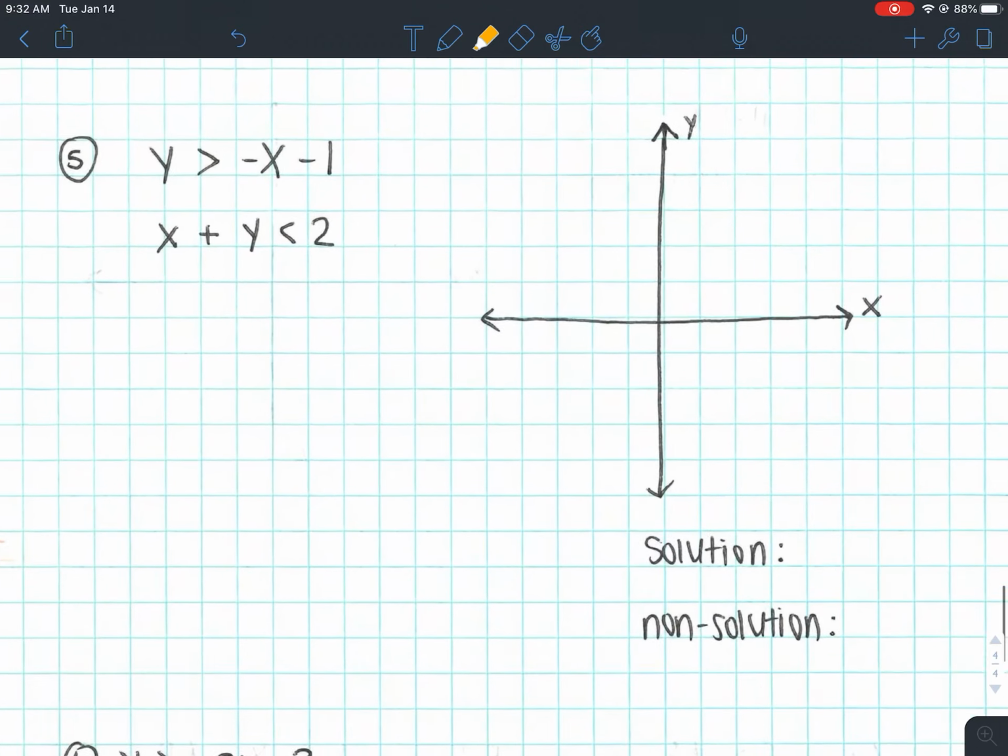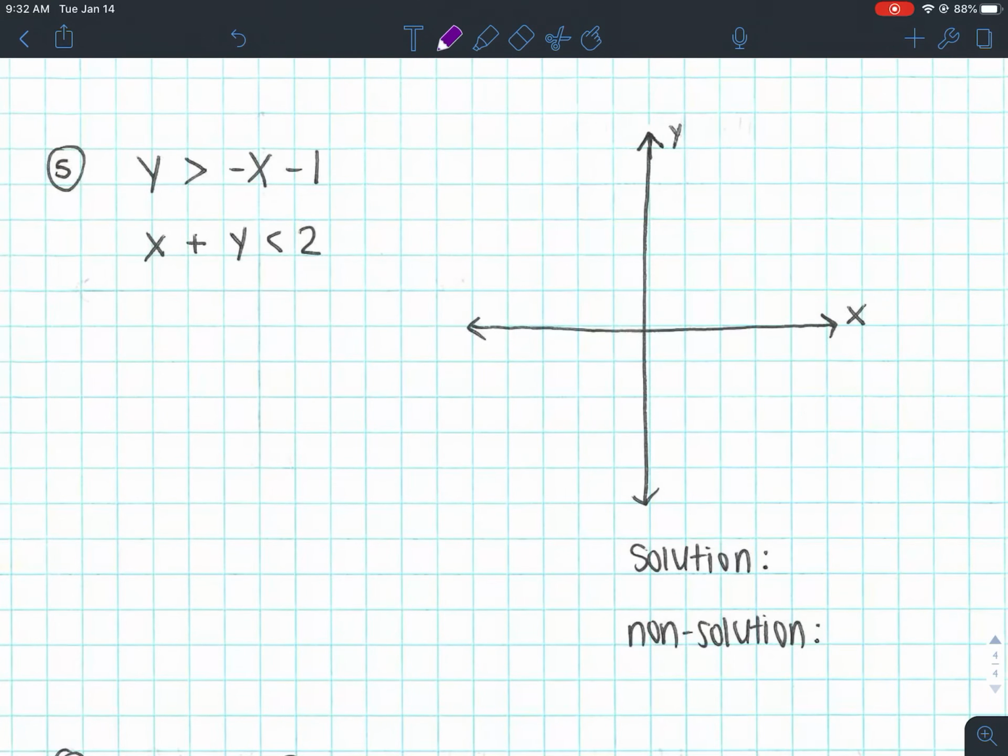All right, moving on, we have 2 more problems left. Number 5, y is already by itself in that first inequality, so we're good there. Our slope is going to be -1/1, and our y-intercept is going to be 0, -1. So we're starting at -1, we go down 1, to the right 1.